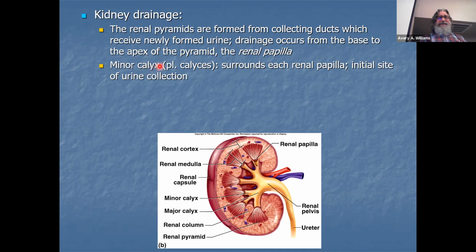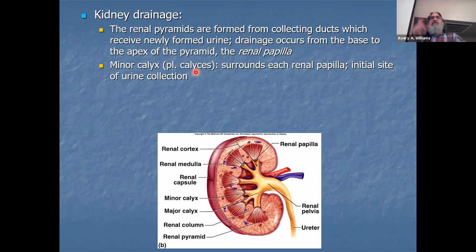C-A-L-Y-X. Calyx is singular. Plural is calyces. All right. The word calyx means cup. Like this is a cup. This is a coffee cup. But you go to the doctor's office and a nurse hands you a cup. What do you think you're gonna have to do with that cup? You have to pee in it. Yeah, it's a pee cup.